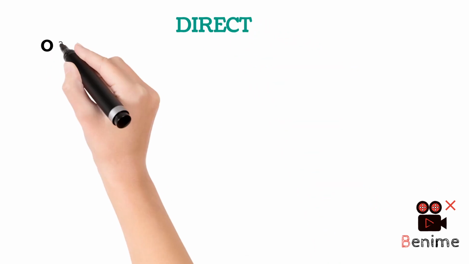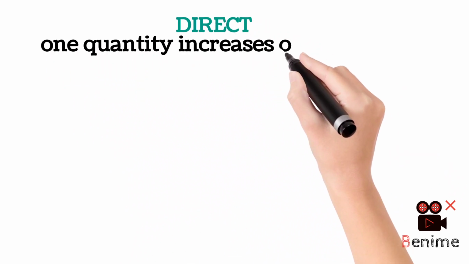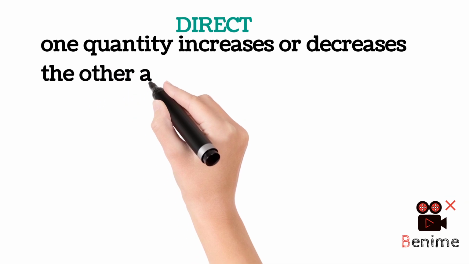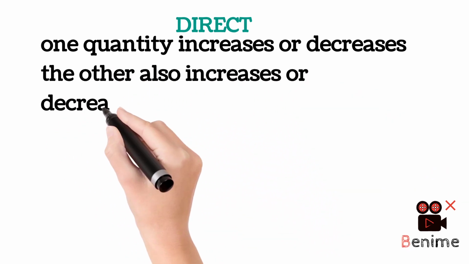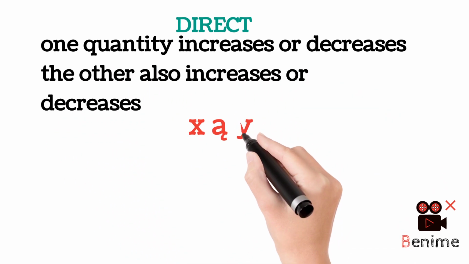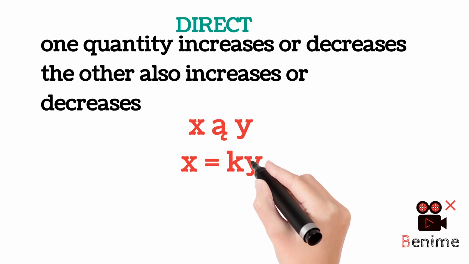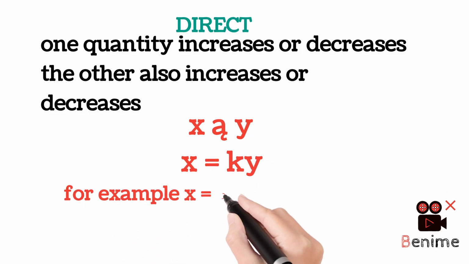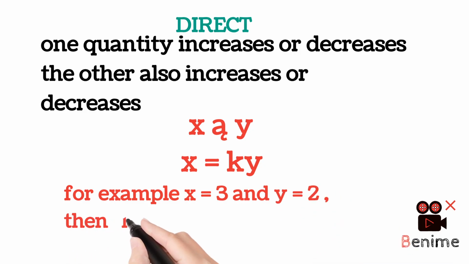What is direct variation? If one quantity increases or decreases, the other also increases or decreases. Here we have a relation x directly proportional to y, and proportionality is changed into equality. We have x is equal to ky.